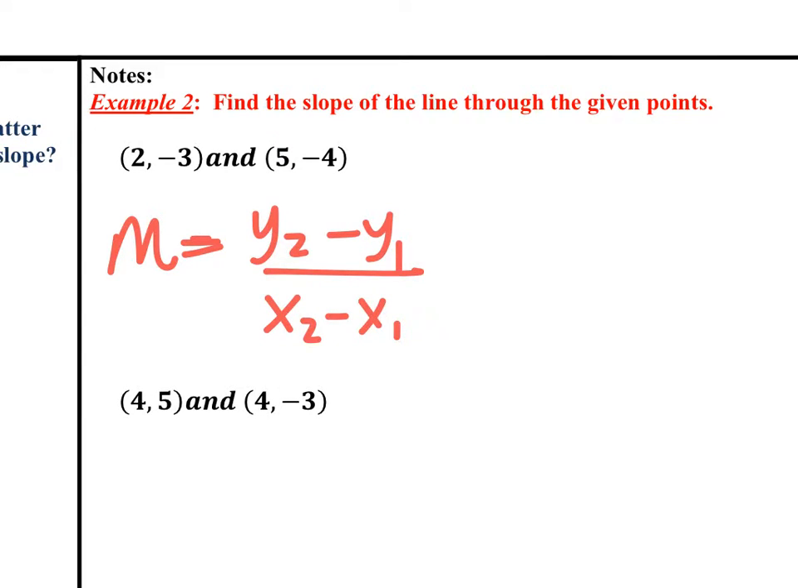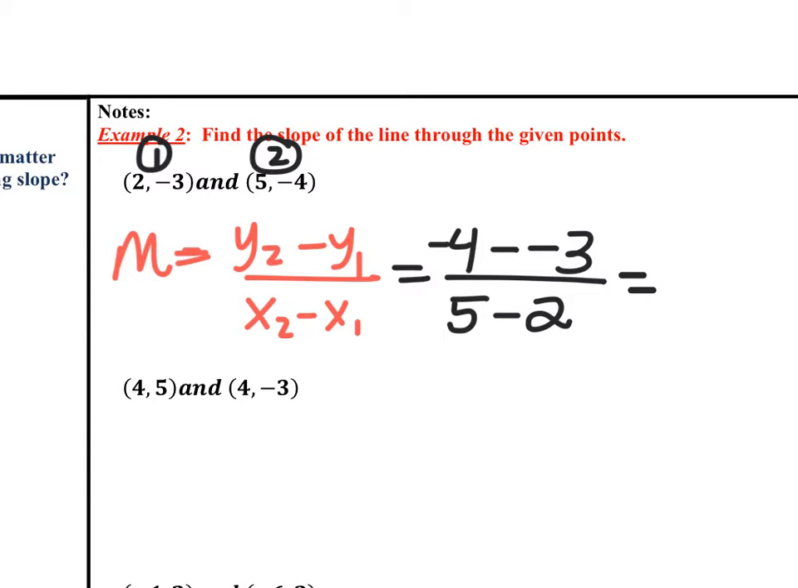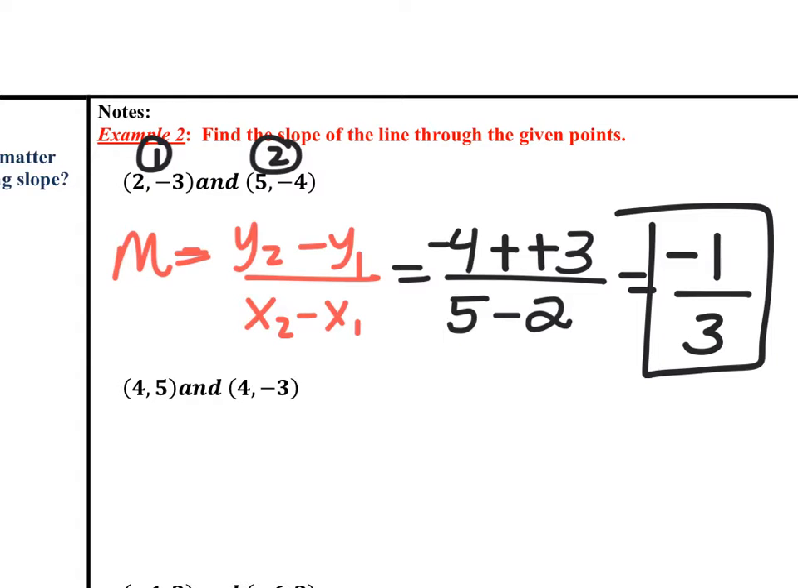Now I'm going to label my points. I'm going to choose a point to be point 1, like say that one, and make this guy point 2. It doesn't matter which one you choose to be point 1 or point 2. We got to do that though so that we don't get the numbers in the wrong order. Let's go ahead and plug in what we got. Let's go ahead and solve this out. I would get -4 minus -3 is really the same thing as adding. So you get -1. And then 5 minus 3 is 2. So your slope is -1/3.